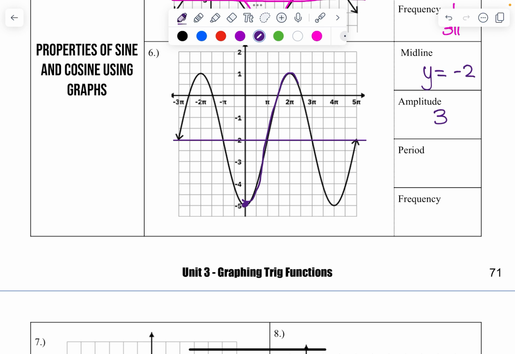Period. So if we start down here at a minimum and we trace until we get to another minimum here, and so that's at 4 pi. So the period this time is 4 pi to get from a minimum to another minimum. So the frequency would be 1 divided by 4 pi.